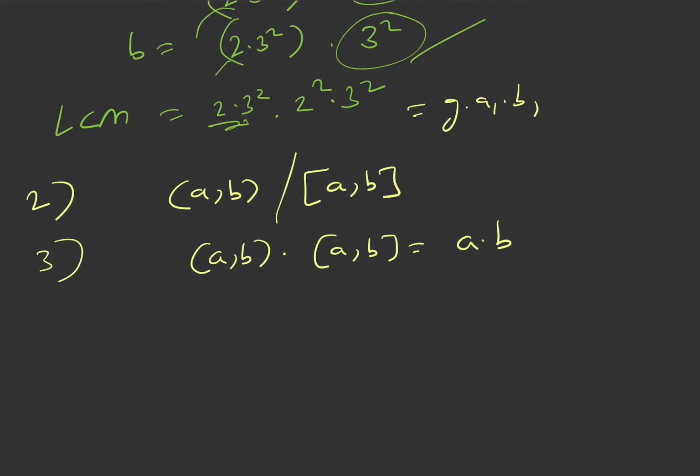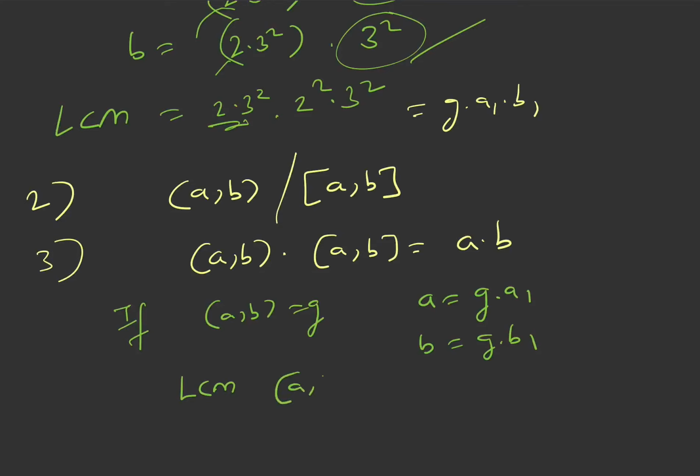So how did I say this? Say GCD is G. If GCD of A comma B is equal to G, then A is nothing but G into A1 and B is G into B1, right? So then LCM of A and B is nothing but G into A1 into B1, right?